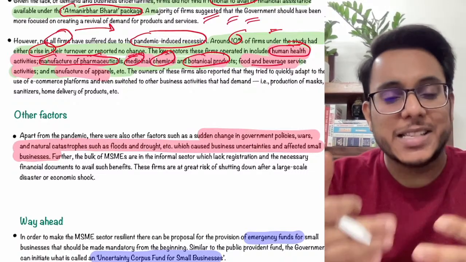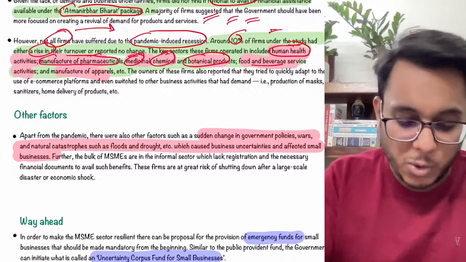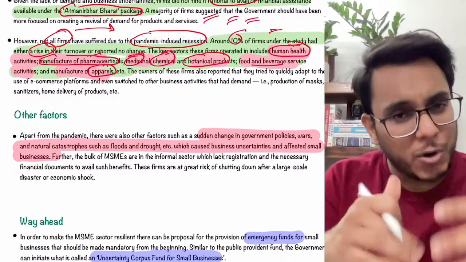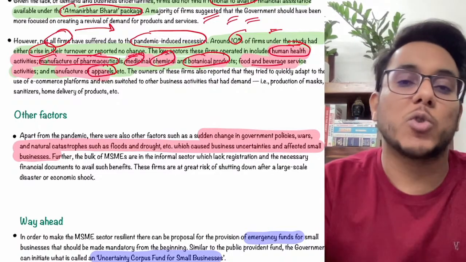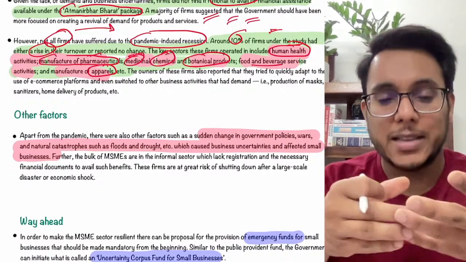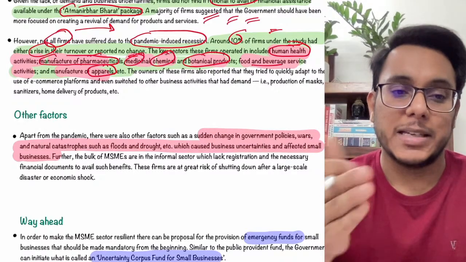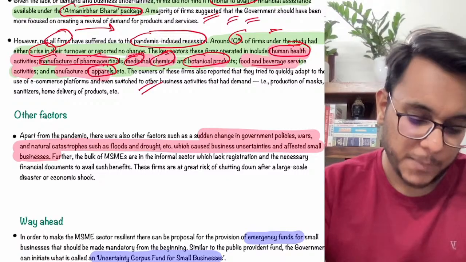Why? Because for these things, the demand actually increased due to the pandemic. Moreover, for the MSMEs who were manufacturing apparel, it was very easy to switch to the online mode. So the MSMEs providing health related services, or those for whom turning to the online mode was easy, did not face a lot of problems.